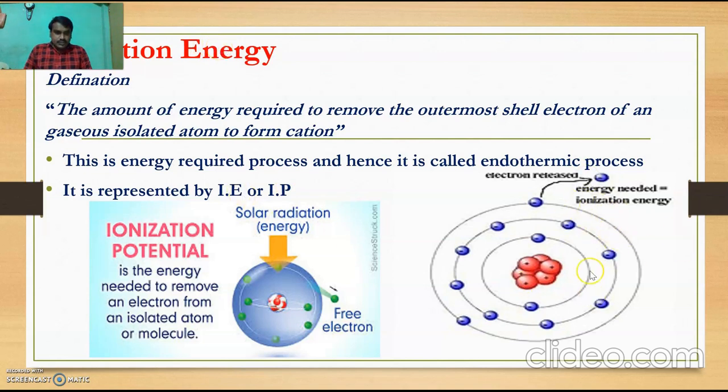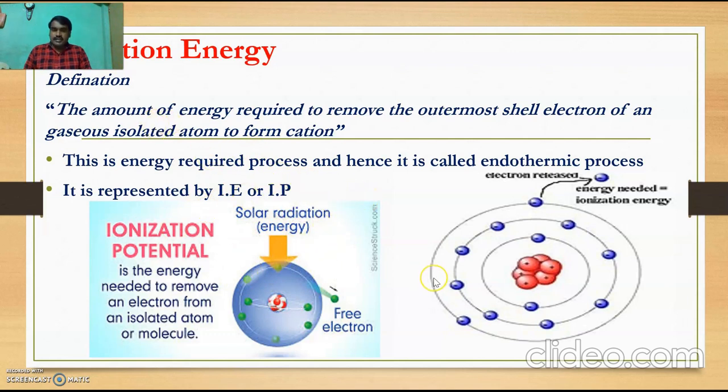So this diagram shows the valence shell electrons, the nucleus, and the inner shell electrons. The energy needed to ionize or to remove the valence shell electron, that is this electron, is called ionization energy. In another way, the ionization potential is the energy needed to remove an electron from an isolated atom or molecule. For example, these are the atom, the nucleus, the surrounding inner shell electrons, and the valence shell electrons.